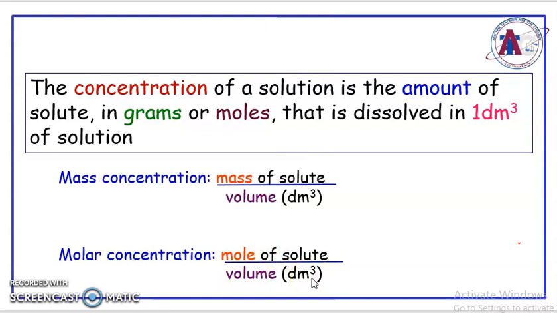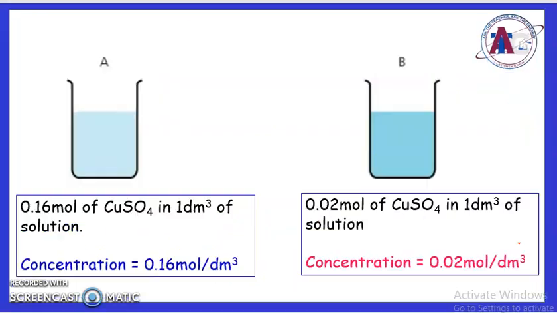So we have two different kinds of concentration: mass concentration and molar concentration. Okay, good. That means we can as well write the concentration of solutions A and B in moles instead of mass. So solution A can be written as 0.1 mole of copper sulfate dissolved in 1 dm cube of solution. So the molar concentration is 0.1 mole per dm cube.